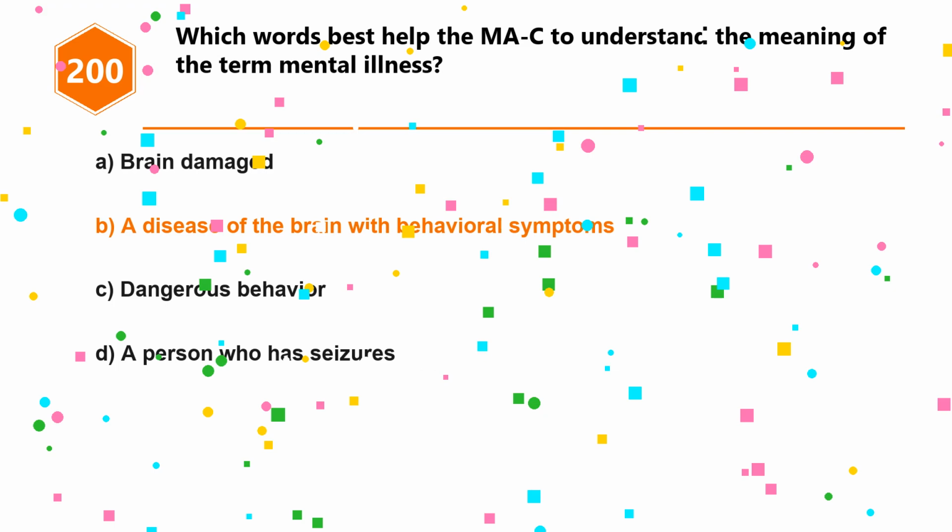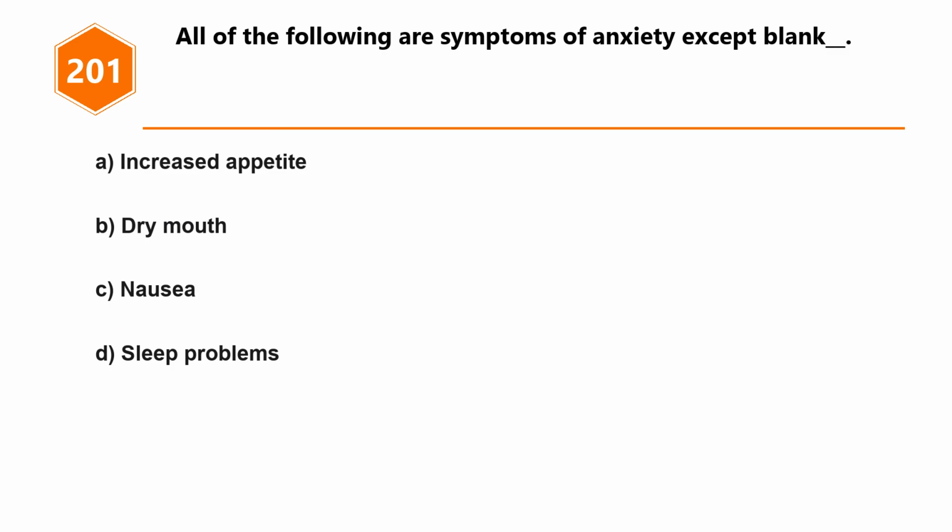The correct answer is option B, a disease of the brain with behavioral symptoms. Question 201. All of the following are symptoms of anxiety except blank blank. Option A, increased appetite. Option B, dry mouth. Option C, nausea. Option D, sleep problems.